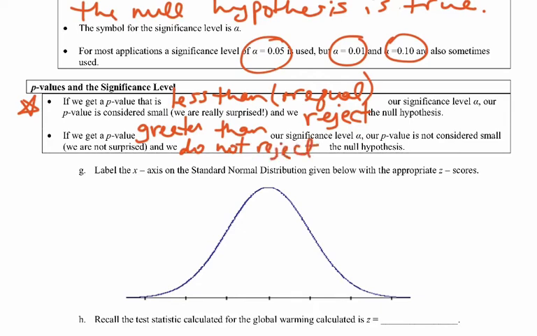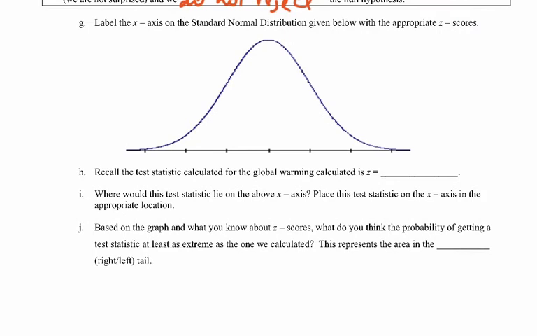So let's go back to our global warming example and think about what our p-value would be. It says label the x-axis under the standard normal distribution below with the appropriate z-scores. Okay, so just a regular standard normal distribution. Remember, 0 goes in the middle. This would be 1 standard deviation, this would be 2, this would be 3, and of course, -1, -2, -3. All right, so this is a standard normal distribution.